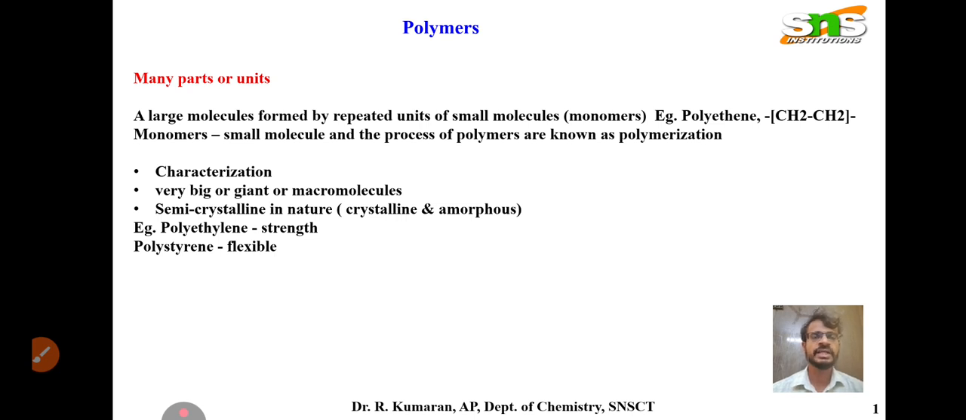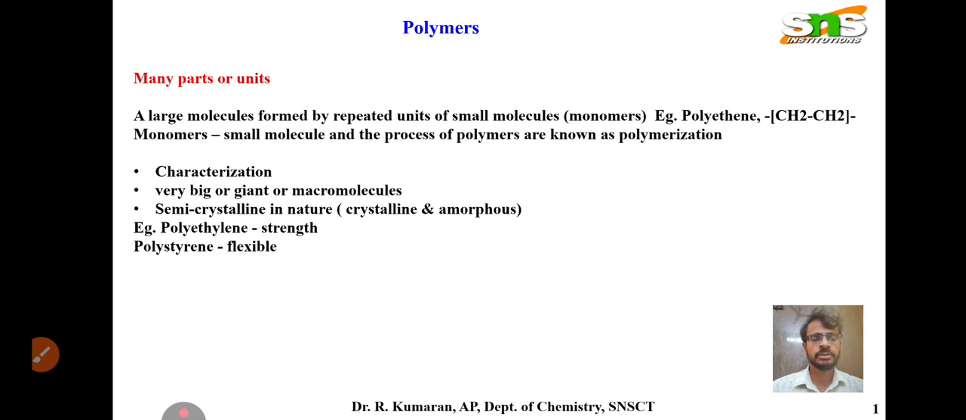The name itself we can simply define as many parts or many units of a substance bonded together to give you a very long chain. That's called a polymer. So generally it is a macromolecule by structure. That's why it is very big in size, since it is a very long arrangement of small substances bonded together. That's why it is generally called macromolecules.